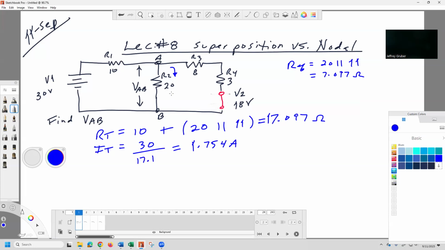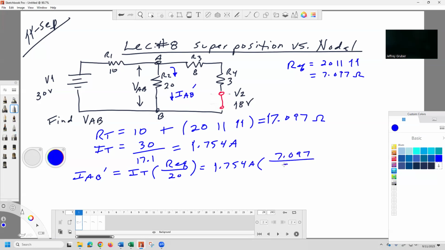And then we'll call this IAB prime. IAB prime is IT times REQ divided by 20. So that's going to be 1.754 amps times 7.097 divided by 20. And I got 0.622 amps.